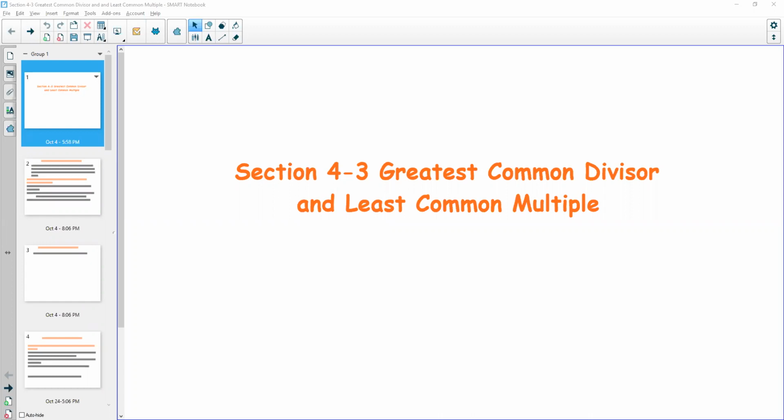4.3 is about greatest common divisor and least common multiple, which you have had experience with. So some of this will be familiar, and then there's a couple of new strategies for both finding and using both of those things in this section. So we'll work through them.